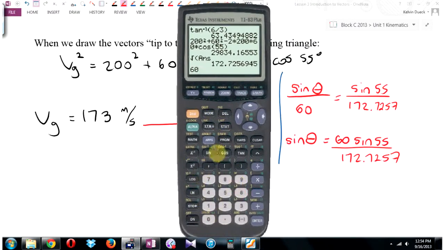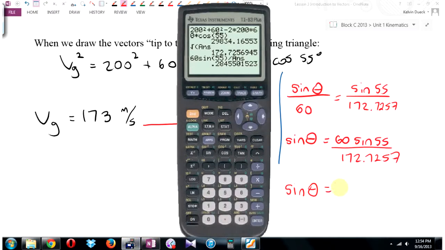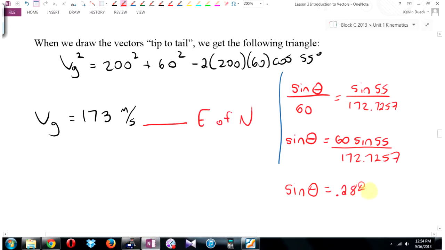It's going to be 60 times the sine of 55 divided by, and I'm going to use my answer button so that instead of writing 172.7257, I've got it in there accurately, like 50 decimal places. And I get the sine of, oh, that's the sine of the angle. How do I find the angle? If sine theta equals 0.28455, how do I find theta?